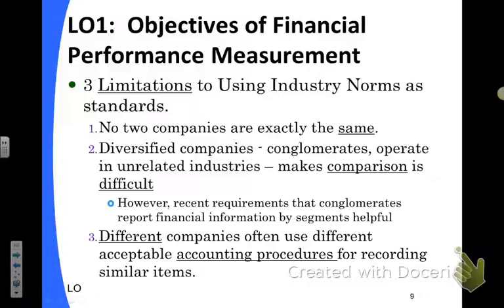And then a third limitation is that different companies often use different but equally acceptable accounting procedures for recording similar types of items. And so the ways that they report things in their financial statements may look different and therefore make them not truly comparable.